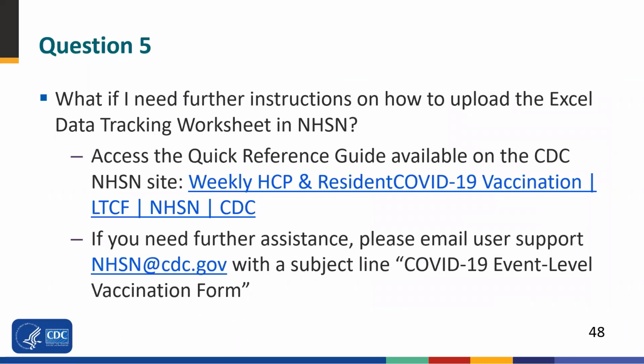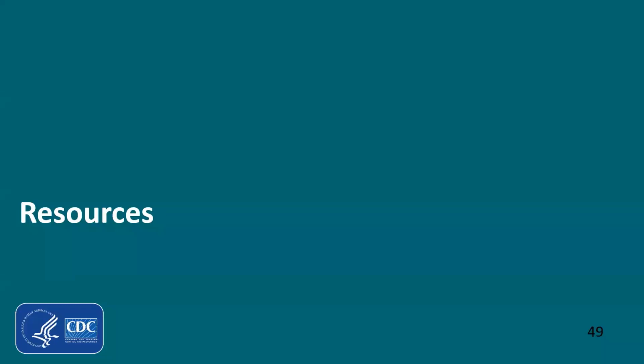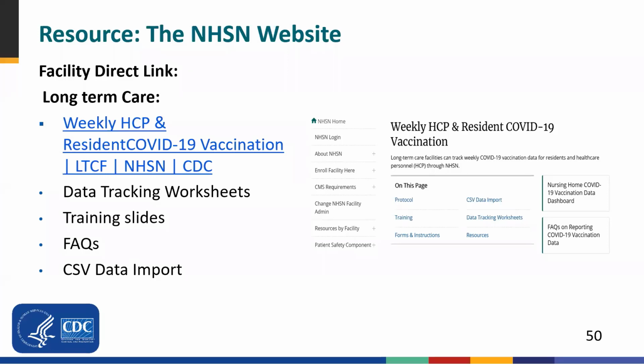What if I need further instruction on how to upload the Excel data tracking worksheet in NHSN? We have developed a step-by-step quick reference guide that is available on the link listed above. The next slide will outline some additional resources that may be helpful to you. The long-term care component website contains links to a variety of training materials, including quick reference guides, training slides, and information on CSV Upload. These materials provide both event-level COVID-19 vaccination forms and weekly summary COVID-19 vaccination modules. The link on this slide will take you directly to those resources.